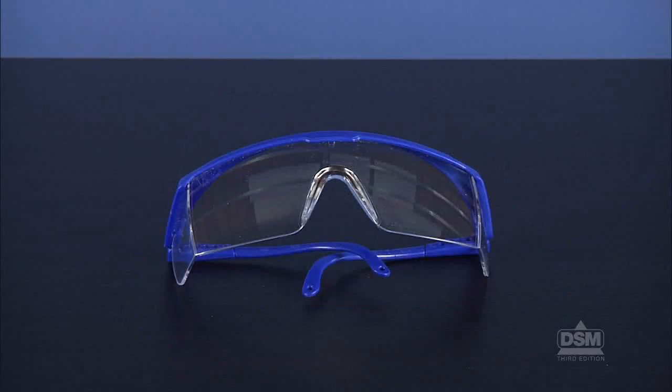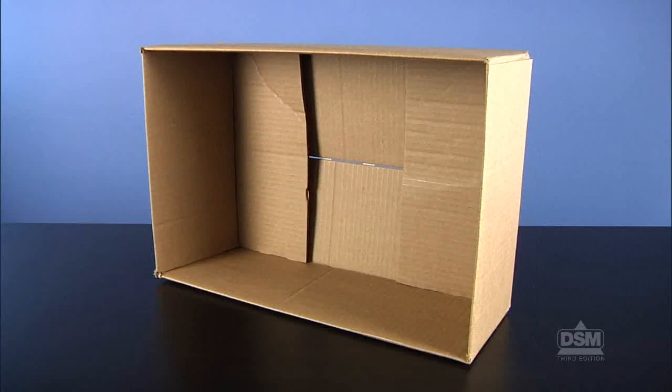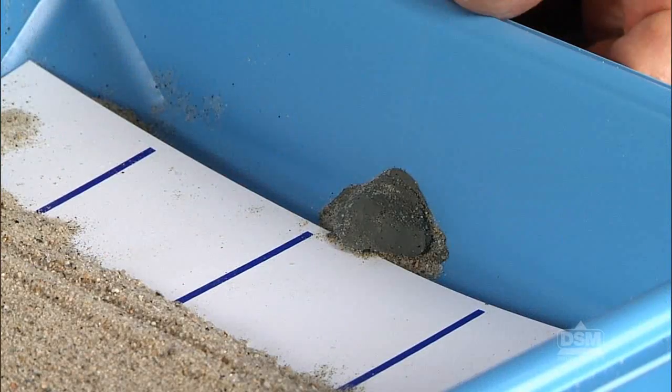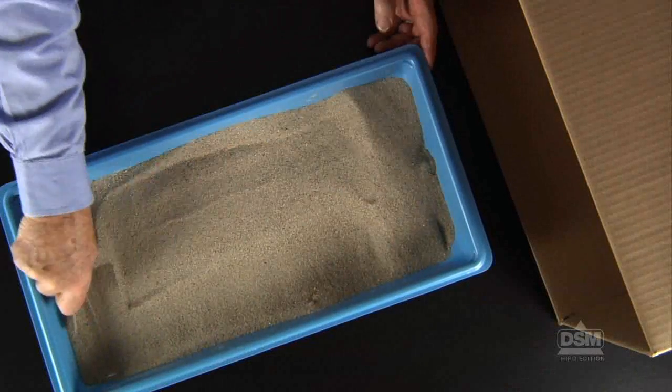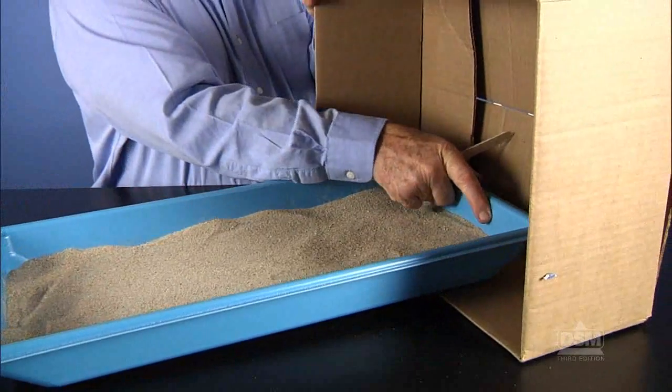Distribute a pair of safety goggles and a copy of Activity Sheet 11 to each student, and a cardboard box to each team. Then, have each team check that the clay and grommet plug is still in place in their stream table. Instruct the students to smooth out the sand so that it covers the entire length of the stream table, and then place their stream table inside the cardboard box.